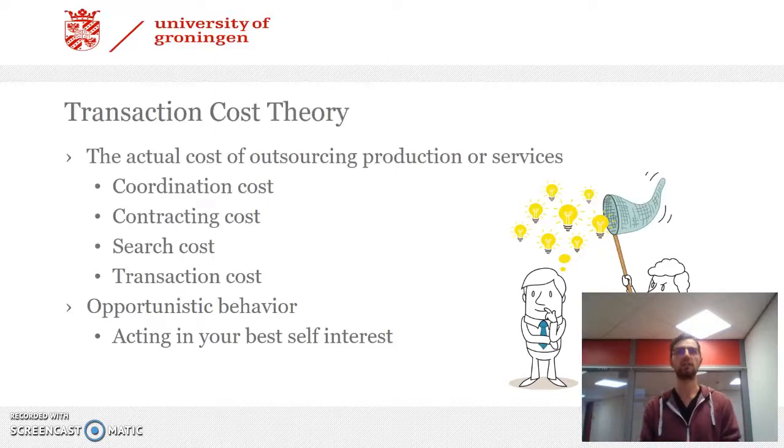The transaction cost theory is defined as a theory accounting for the actual cost of outsourcing production of products or services, including transaction cost, coordination cost, contracting cost, and search cost. The inclusion of all costs is considered when making a decision and not just the market prices. This was in the first lecture explained as the make versus buy decision.